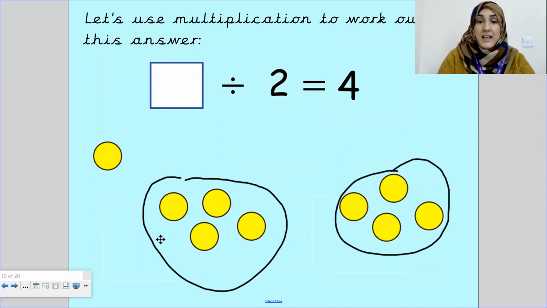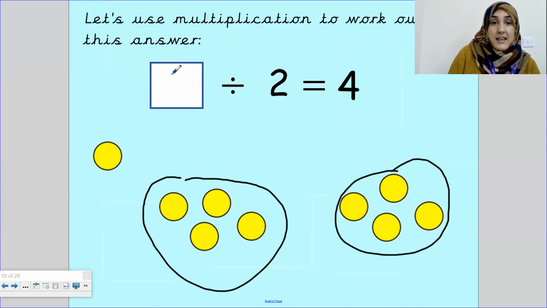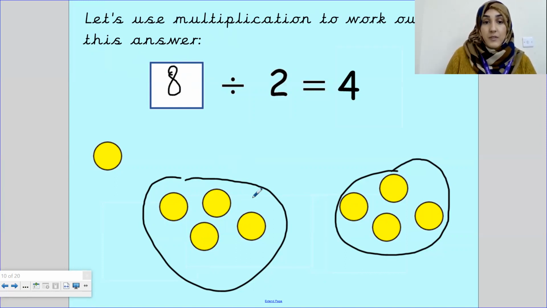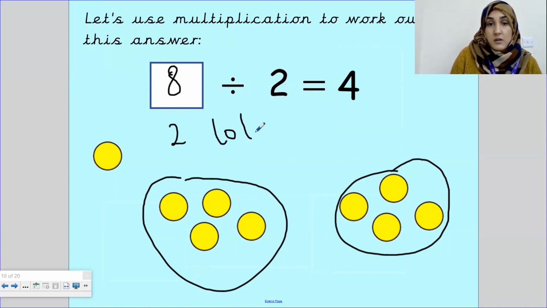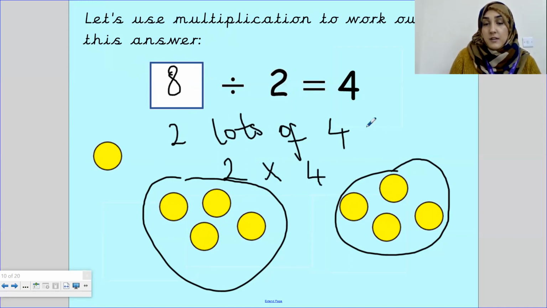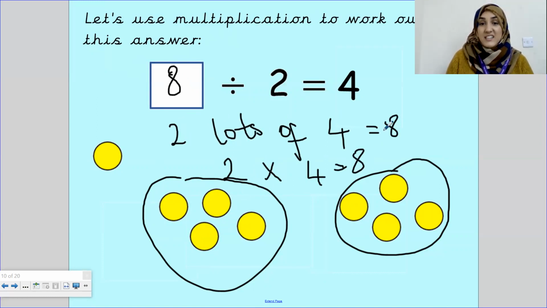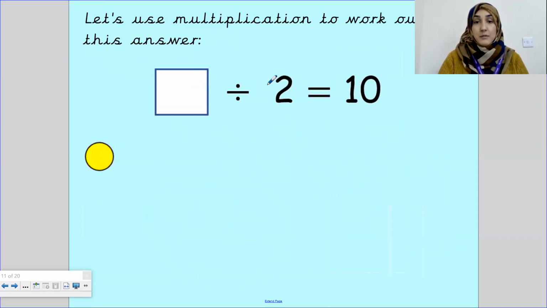Now how many are there all together? Can you tell me the total amount? Can you count them? Well done, eight. Eight is our total amount. Now we have two lots of four. Two multiplied by four equals eight. Can you see how the multiplication sentence is the division number sentence backwards? Let me show you again on the next example. We're going to use multiplication to work out this answer.